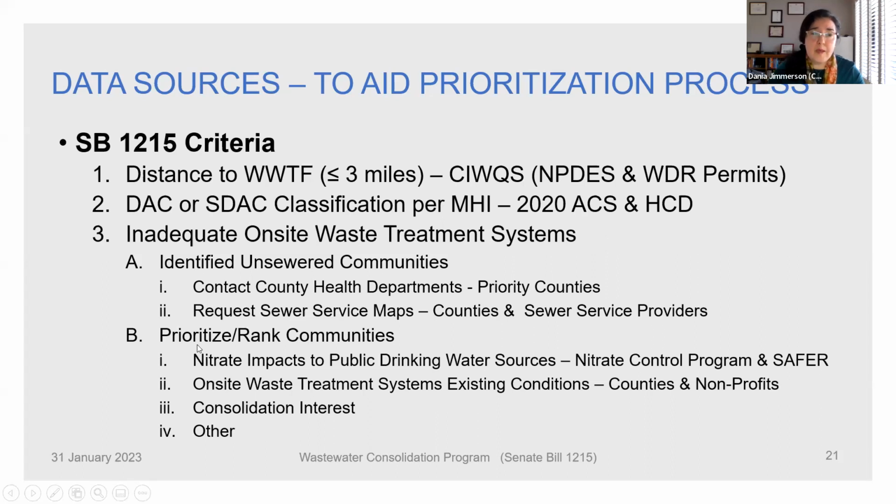Then the prioritization and ranking of which communities are going to be evaluated first will depend on the nitrate impacts to public drinking water sources, based on, in our case for Region 5, the nitrate control program. And of course, the on-site wastewater treatment system existing conditions, and consolidation interest.